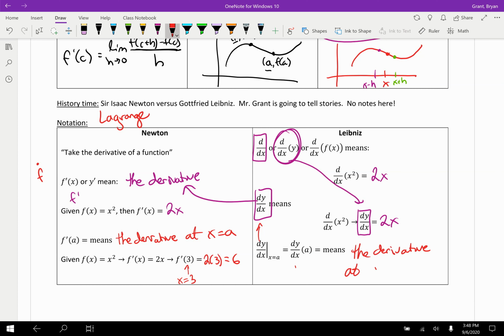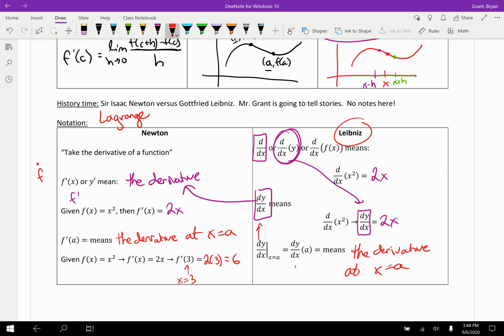And again, that means, of course, the derivative at x equals a. So we're going to use this interchangeably, and you're going to go back and forth. General rule of thumb is whatever notation the problem starts with is the notation you tend to use. You do not lose points by randomly switching notations. You can use either one, but you do need to be comfortable with both.